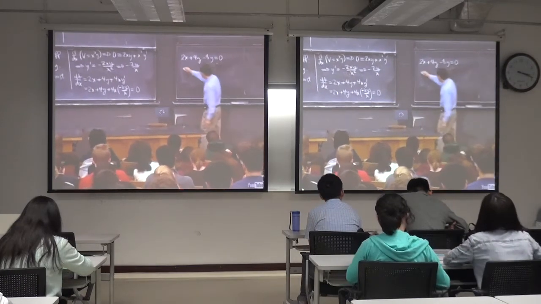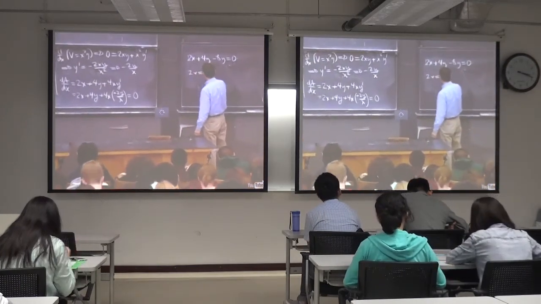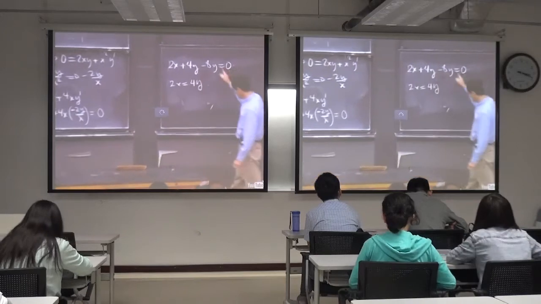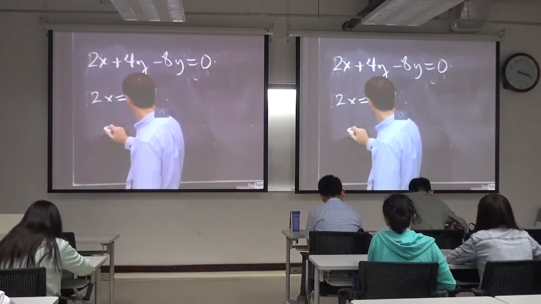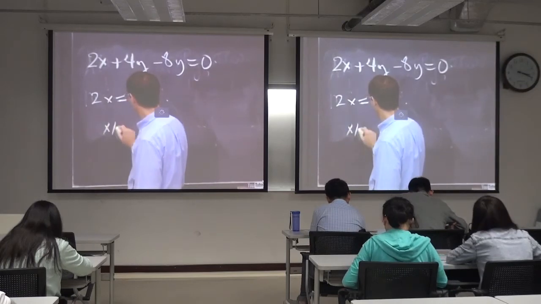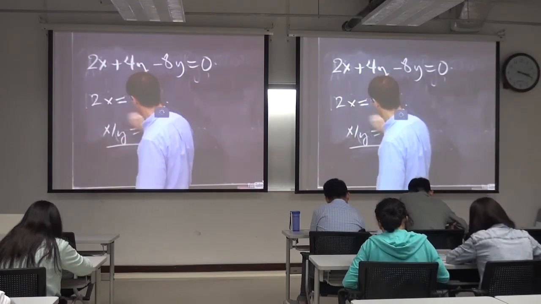So that's the same thing as 2x is equal to 4y. The minus 4y goes to the other side. And so x over y is equal to 2.